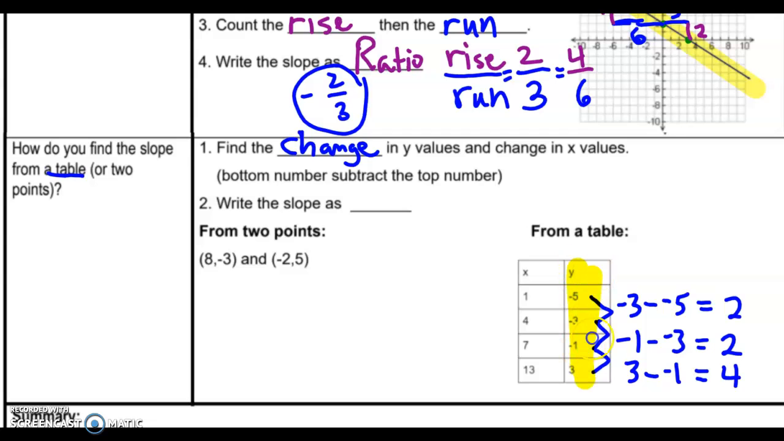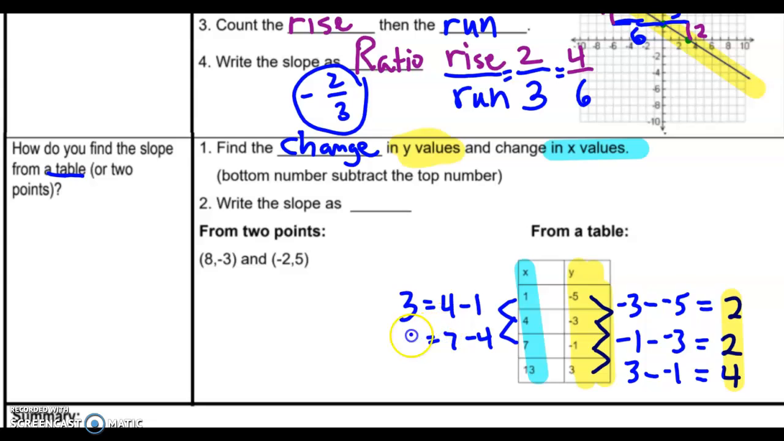So the y values, I get those 2, 2, and 4. Let's try the x values now. So the x values, I'm going to find the change. 4 minus 1 is 3. 7 minus 4 is 3. 13 minus 7 is 6.